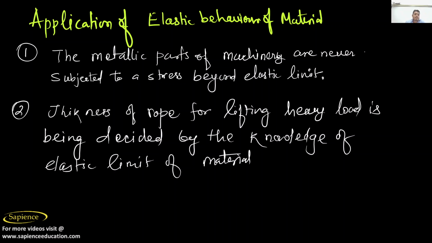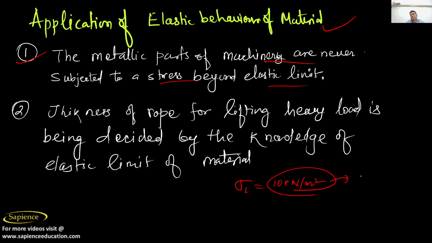Now there is another topic: why have we studied so many things, and why are we doing so much hard work for remembering this elastic behavior? What is the use? The most important use is that the metallic parts of machinery are never subjected to a stress beyond the elastic limit. So suppose you know that the elastic limit is 900 Newton per meter square. Beyond this, if you apply more, the wire or machine part will break. So we need to design a machine in such a way that it won't break down. It means that we don't put too much load.